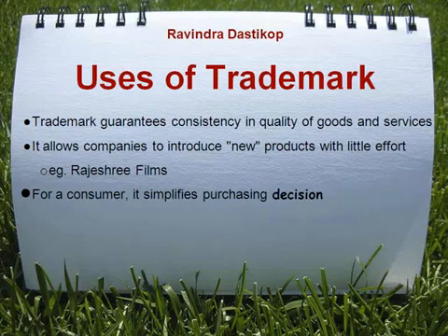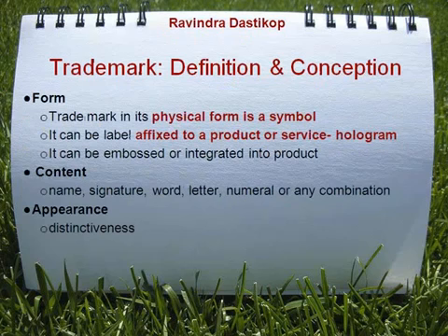From a user perspective, that simplifies. For example, the market is crowded with so many products. When you want to choose a product, one of the easiest ways is to go by company name, and one of the easy ways to identify companies is through a trademark. A trademark is a physical form, a symbol. I told you, Tata or Microsoft or something like that. It can be affixed on a product.